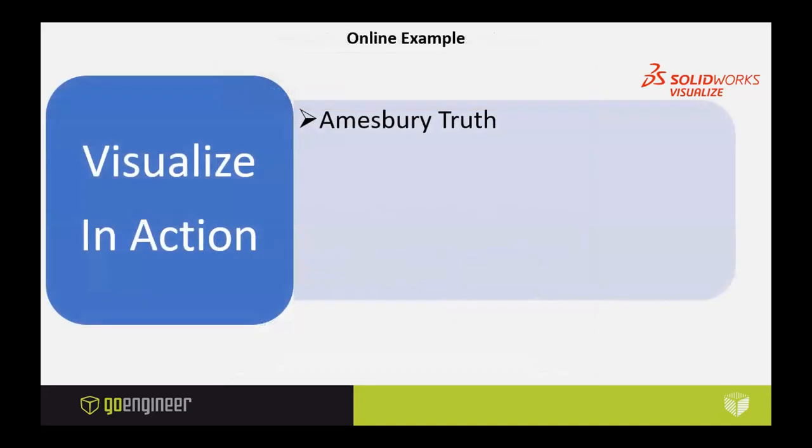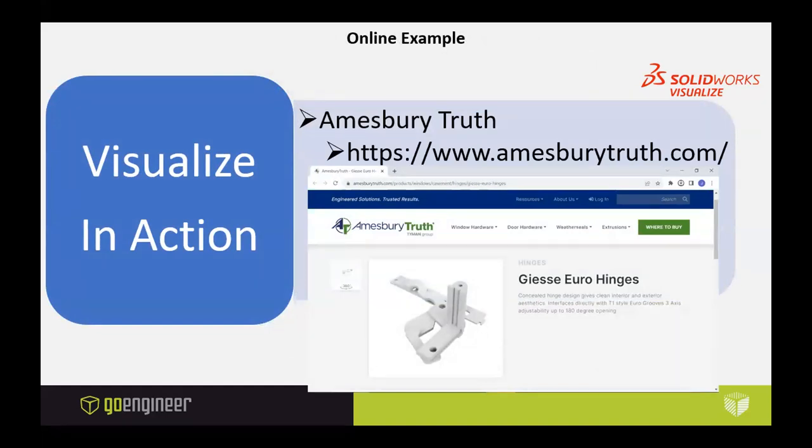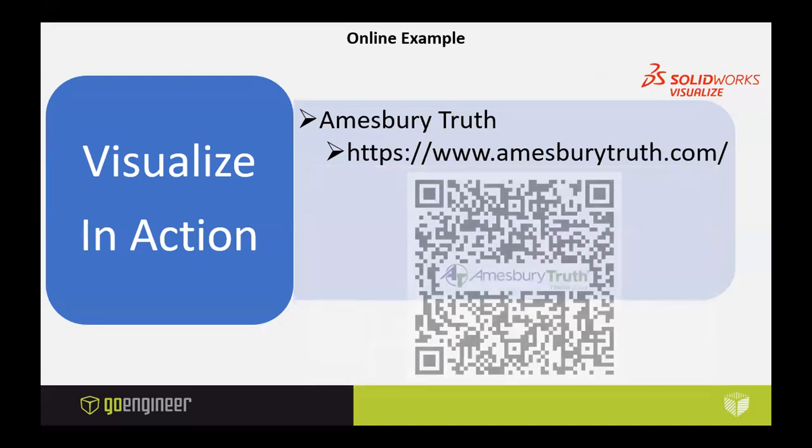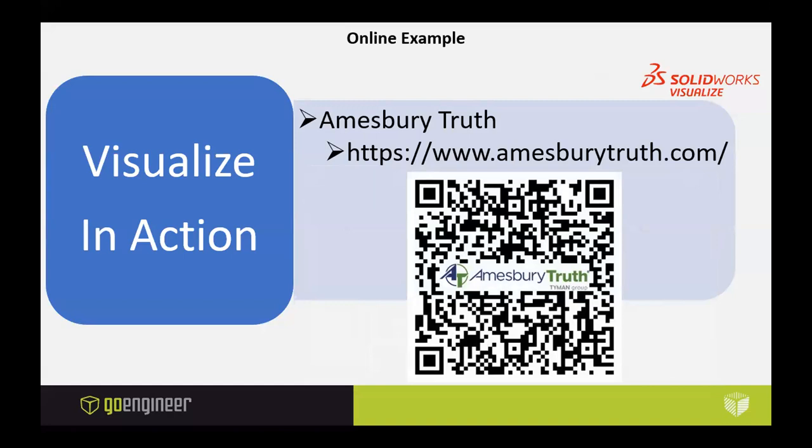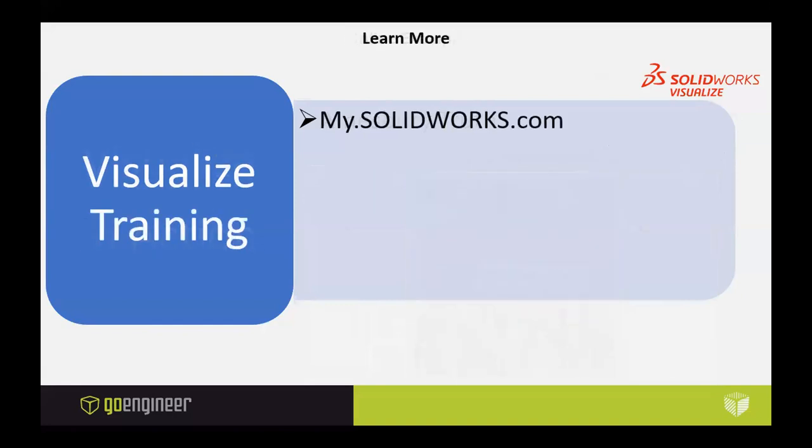All right, to see Visualize in action, Amesbury Truth has examples of their products rendered in Visualize. They have an orbit turntable situation. So when you take a look at that web page, you'll be able to see their product, and you can click and drag on it. It's like a 3D, but all rendered out.